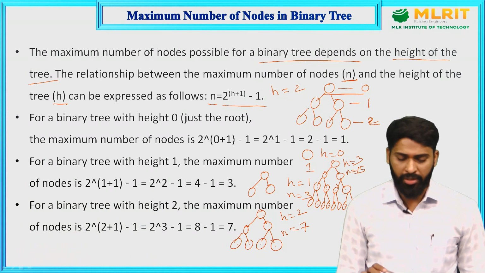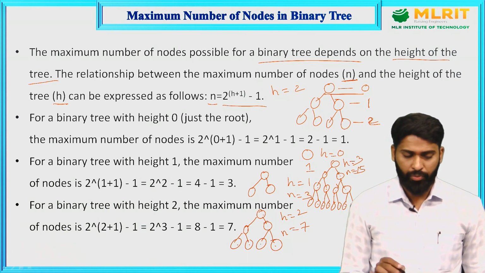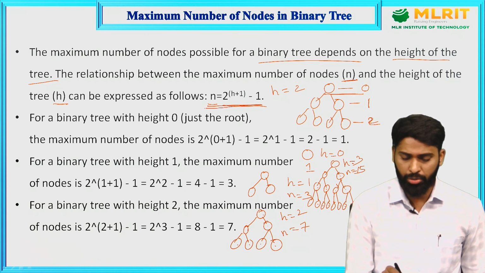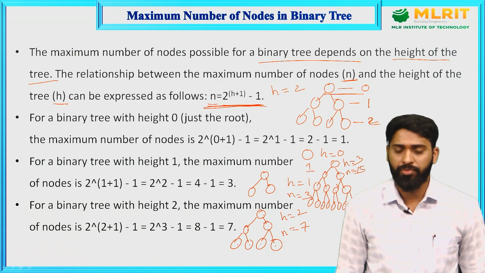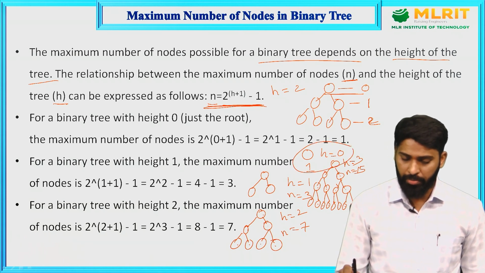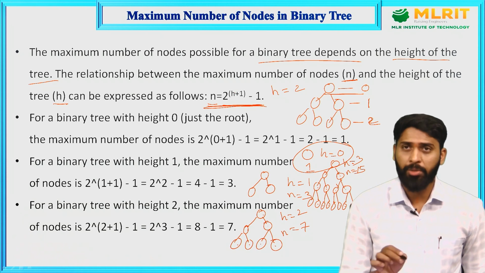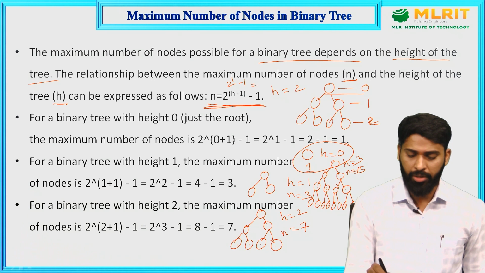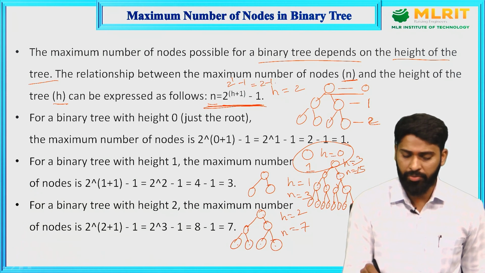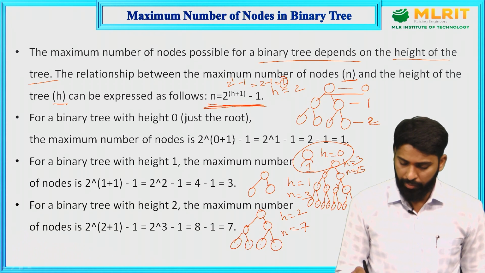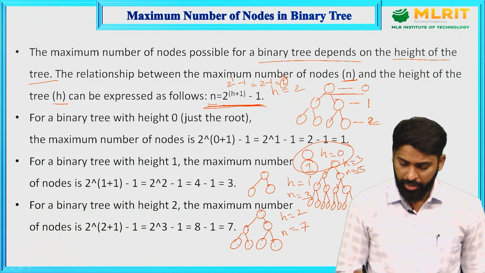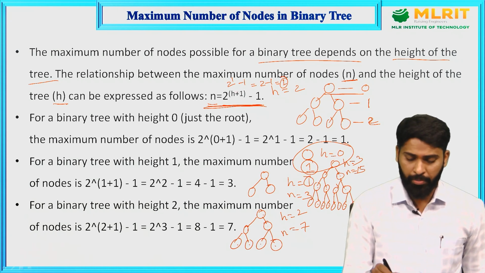Okay. So, now we see the formula to find the maximum number of nodes in a binary tree, that is n equals 2 power h plus 1 minus 1. Now, consider this first example. What is h? 0. So, substitute here. 2 power 0 plus 1 is 1, minus 1. So, 2 power 1 is 2, minus 1 equals 1. So, the number of nodes n equals 1 in this case. Now, consider h equals 1. So, h equals 1 plus 1 is 2, 2 power 2 is 4, 4 minus 1 is 3.